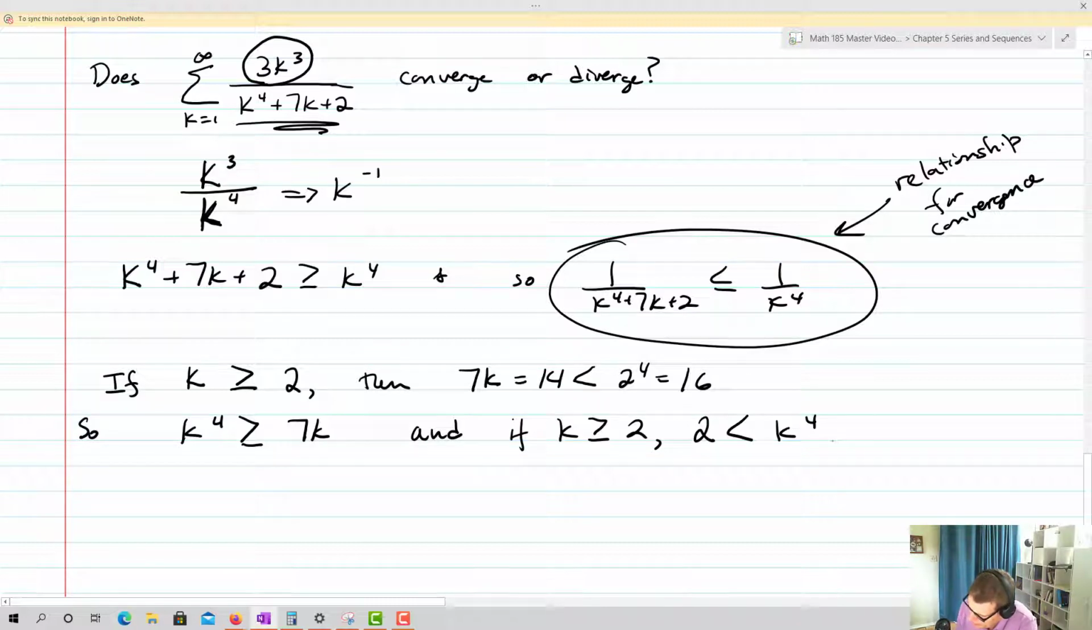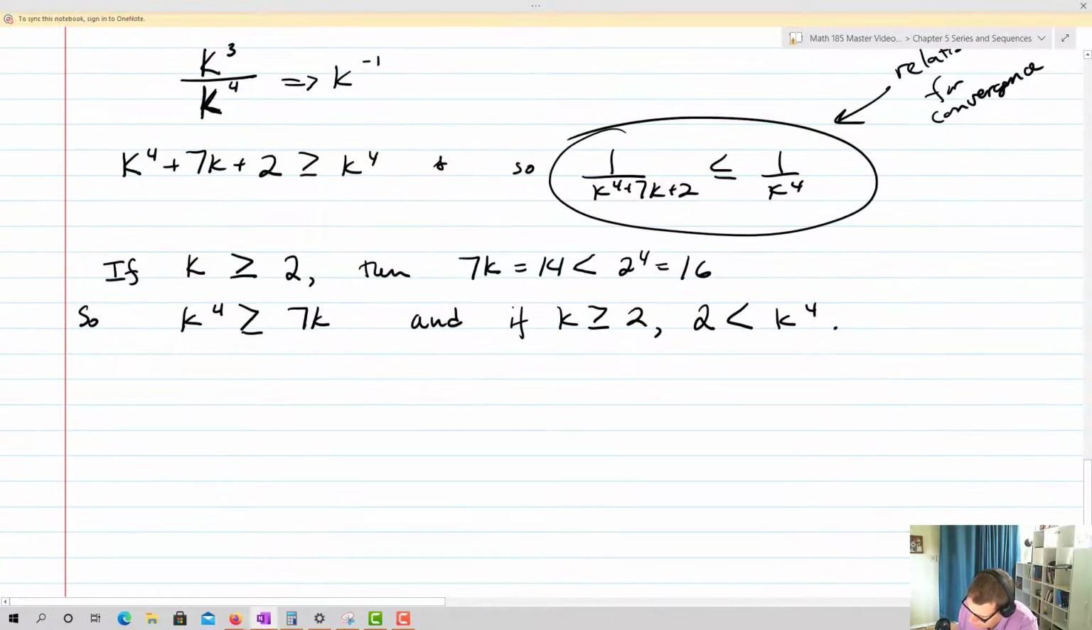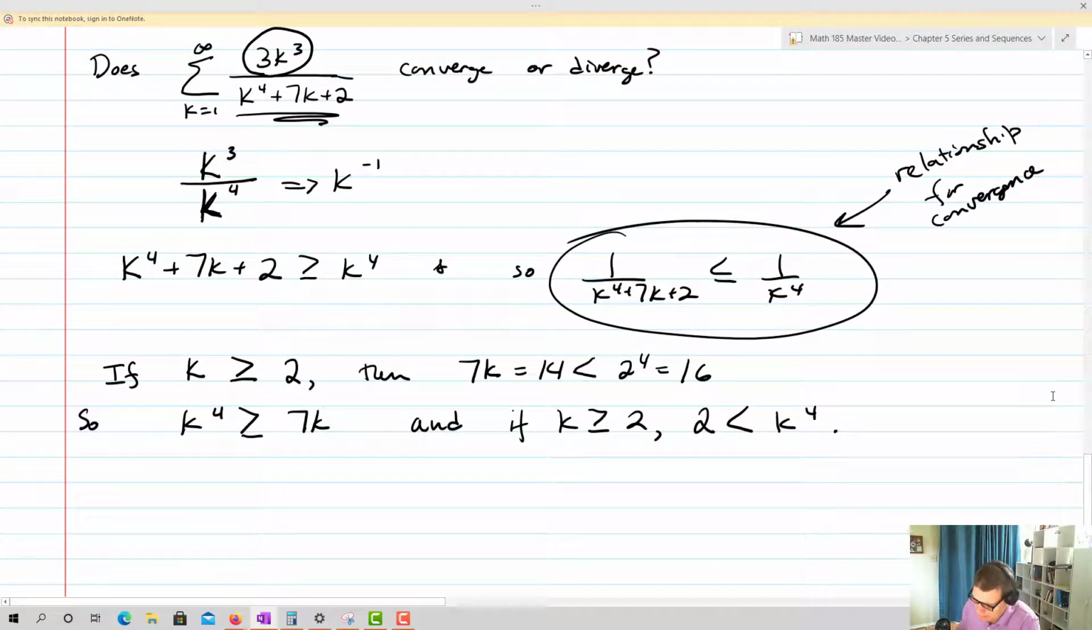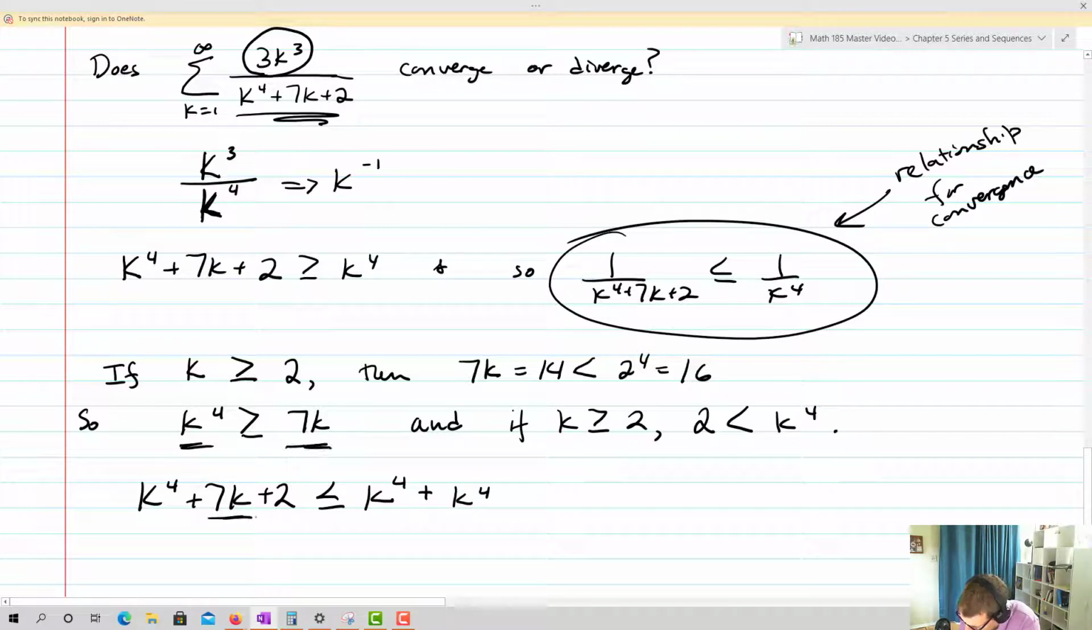So that's actually going to be our second piece right there, okay? Now, what that's going to do is allow us to substitute. So k to the fourth plus 7k plus 2 is now less than or equal to k to the fourth plus another k to the fourth, the second k to the fourth that goes along with the 7k, plus another k to the fourth that goes with the 2k, so that equals 3k to the fourth.